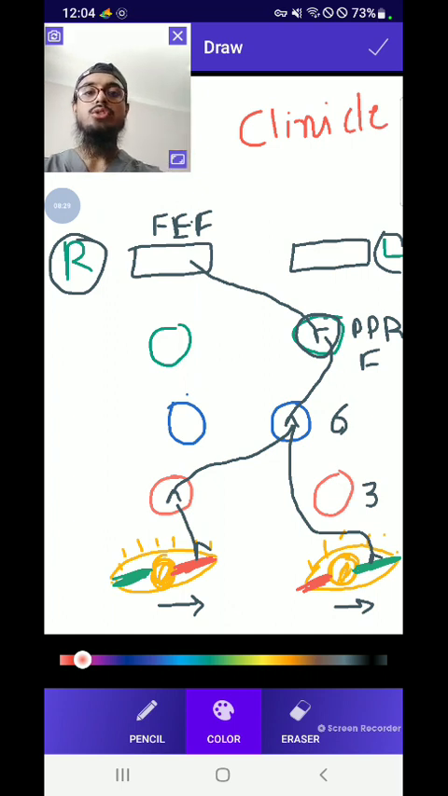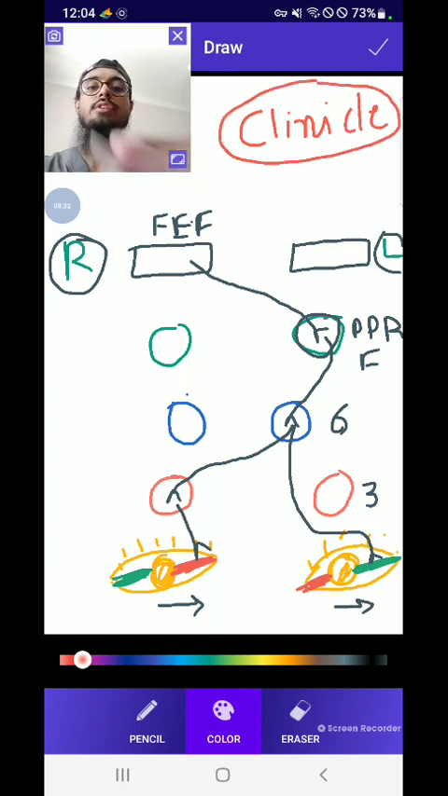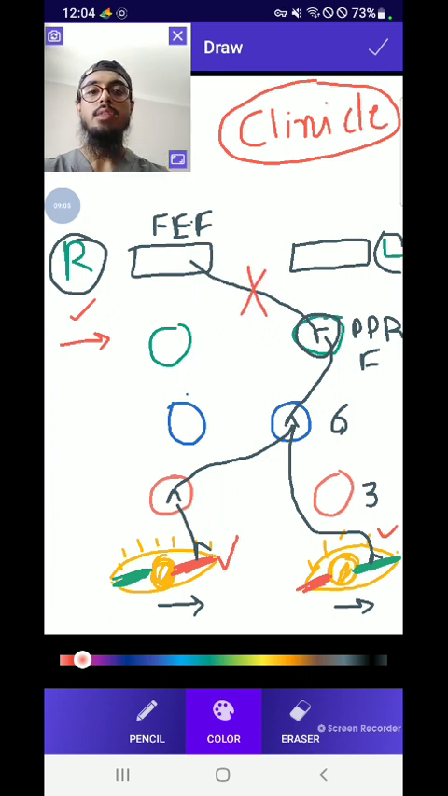Okay, so now I talk about the clinical. When this pathway is damaged, what happens? Normally the frontal eye field controls the medial rectus muscle of the same side and the lateral rectus muscle of the opposite, left side. So the eyes move contralateral. Contralateral means opposite from the right side. Right side field is this side, and the eyes are moved opposite to it. This is normal.